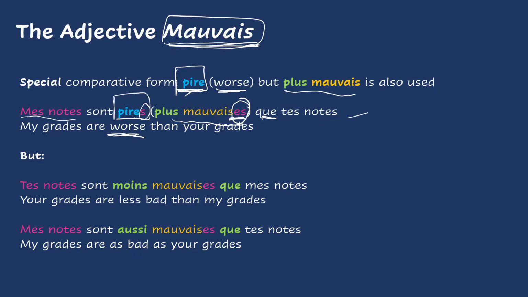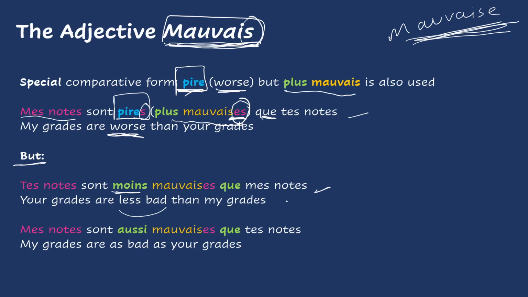Singular masculine here would be, feminine plural? Is it feminine singular? It's only mauvaise. Mauvaise, mauvais. Do not pronounce here that S. If you pronounce it, we're going to understand that it's feminine. Mauvaise, mauvais. However, you will say tes notes sont moins mauvaises que mes notes. Your grades are less bad than my grades.